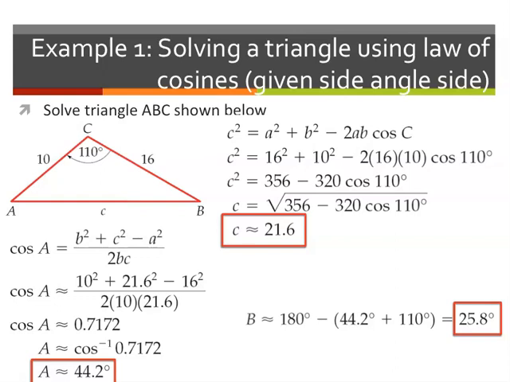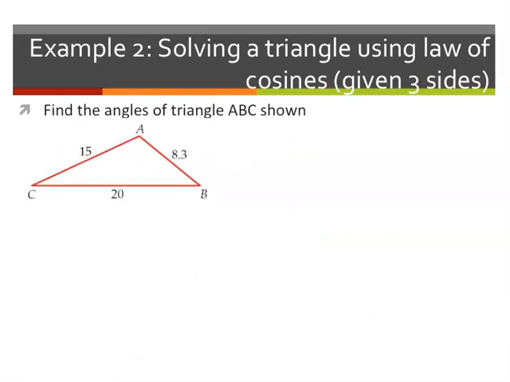Okay, let's do another example, slightly different. In example 1, we were given two sides and the included angle. In example 2, we are going to be given three sides. We're not given any of the angle measures. Since you already know we need to find all three angles, that should be a big clue as to which formula or which form of law of cosines we want to use.